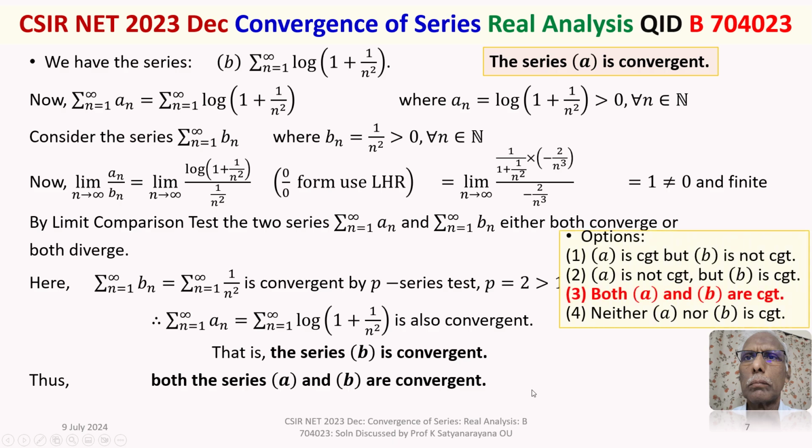Let's look at our options and our answer. Both the series A and series B are convergent appears against option 3. Therefore, the answer to this question is option 3. That is the detailed discussion of the solution of this problem from the real analysis on the convergence of the series. It is definitely an easy and straightforward question of applying the tests of convergence. I am sure that you have understood the solution of this problem.